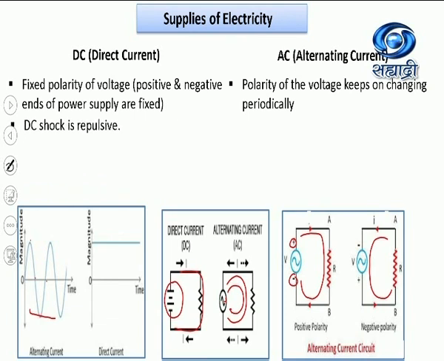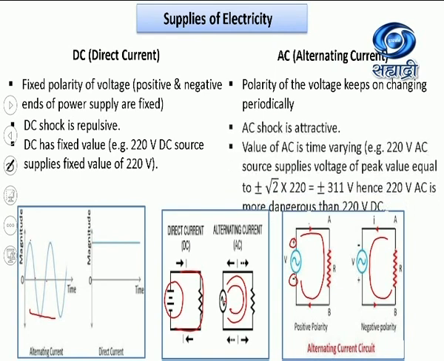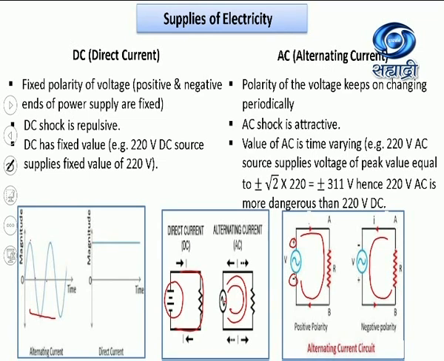Now, another distinguishing feature between DC and AC is this. DC shock is repulsive. DC has a fixed value. For example, if you have a 220 volt DC source supply, then it will give you a constant 220 volt supply. Whereas AC shock is attractive. The value of alternating current is time varying.